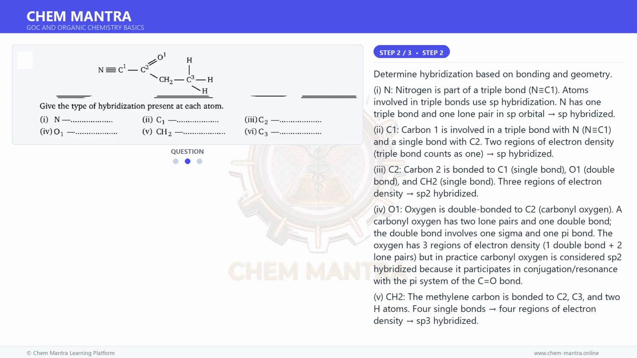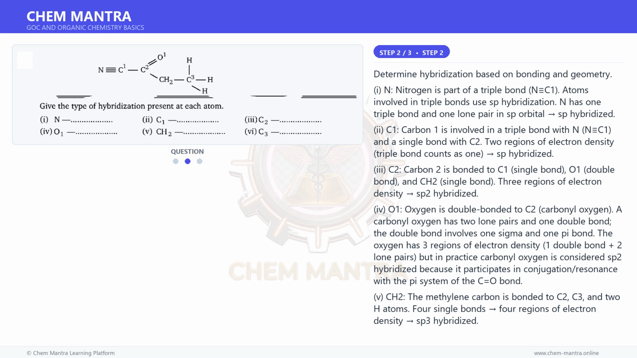Determine hybridization based on bonding and geometry. 1. Nitrogen is part of a triple bond, N≡C. Atoms involved in triple bonds use sp hybridization. N has one triple bond and one lone pair in an sp orbital, so it is sp hybridized. 2. Carbon 1 is involved in a triple bond with N and a single bond with C2. 2 regions of electron density, a triple bond counts as 1, so sp hybridized.